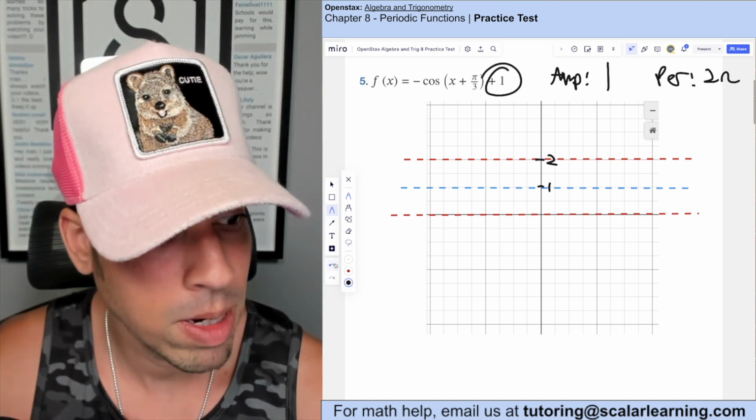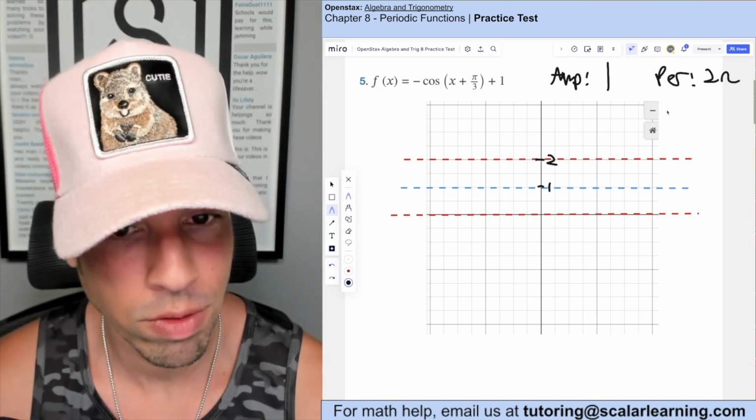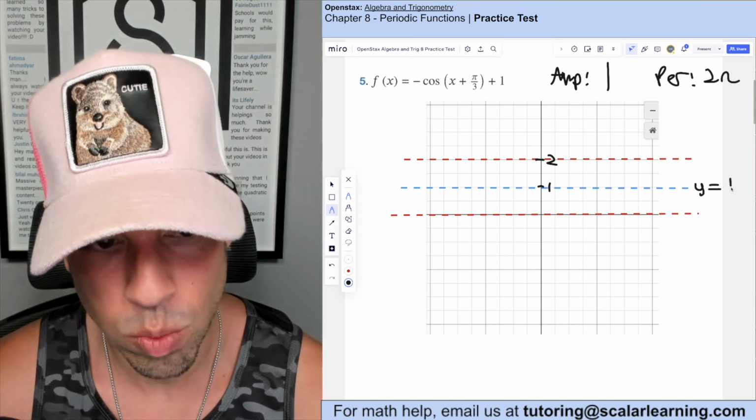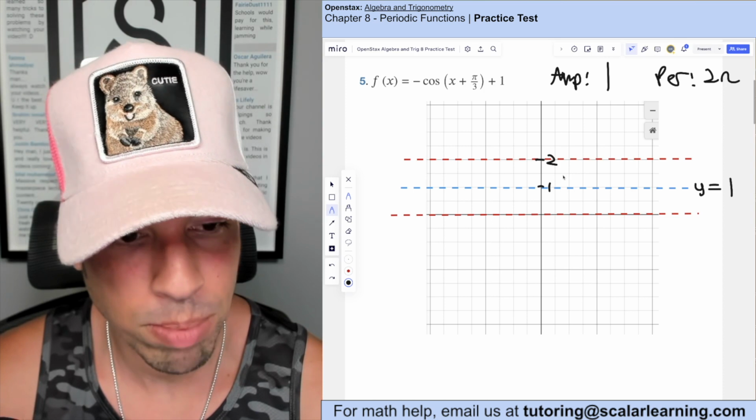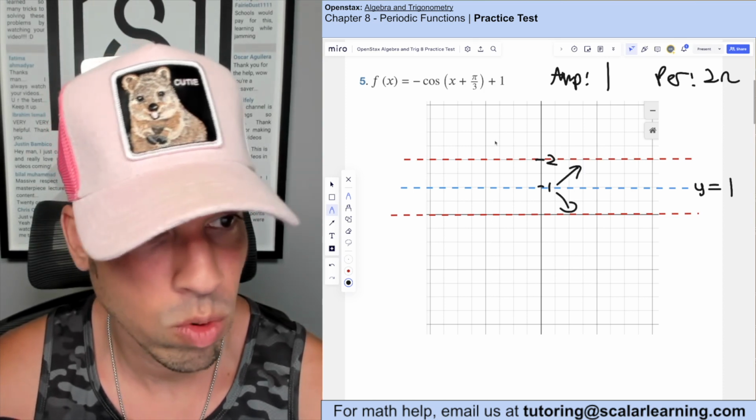Then we have our midline right here, and that's also the vertical shift. The midline is y equals 1. Okay, now we've already kind of drawn that in. And by the way, I've already marked this with that amplitude of going up 1, down 1, right?